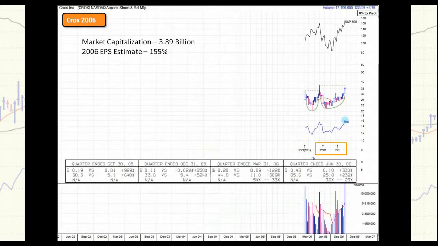One of my more favorite examples is Crocs in 2006. The market cap at this point was $3.89 billion. The earnings estimate for the current fiscal year was 155%, which is a very big earnings estimate number, such a big positive. And at this point it's kind of breaking out of a cup with a low handle. The pattern recognition doesn't draw low handles, so it doesn't draw that handle there. But it's pretty clear low handle. We all know that most low handles are flawed, and that it probably won't work.